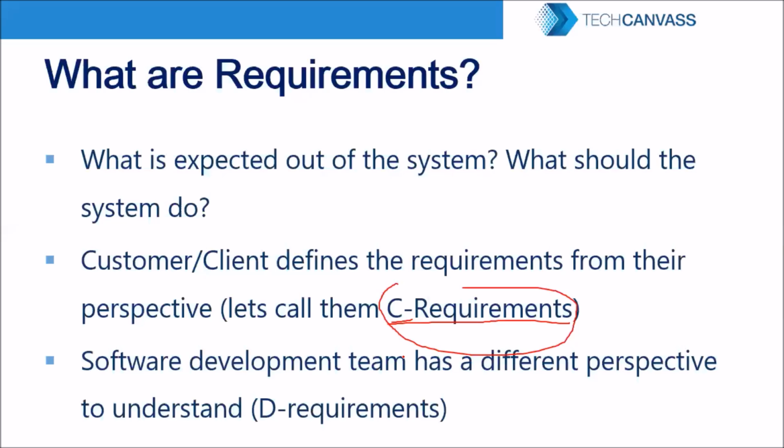So there is always a gap between the way these two entities look at things. That's why a translator is required in between, which is a business analyst, to convert C requirements into something called D requirements, which are developer requirements. So these are two different perspectives on how we look at things. But essentially they are the same, right? The customer wants to develop a system, and the developer has to develop that system which the customer wants. So they cannot be different. They have to think in the same manner. The problem is the perspective. And that's why business analysts come into the picture.